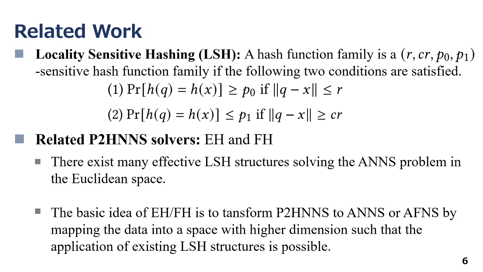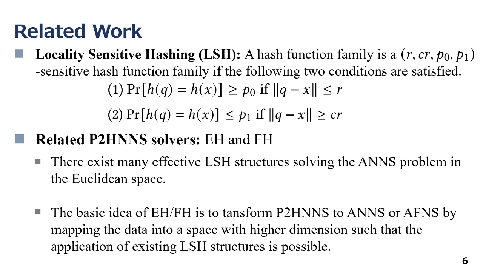First, I want to briefly introduce locality sensitive hashing, which is the basis of the proposed structure. We call a function family a locality sensitive hash function family if the following two conditions are satisfied. The first condition says that if two vectors are close, their hash values are likely to be equal. The second condition says that if two vectors are far away from each other, their hash values are likely to be different. In practice, we can design a suitable hash function family based on the used metric, and we usually need multiple hash functions to strengthen this result.